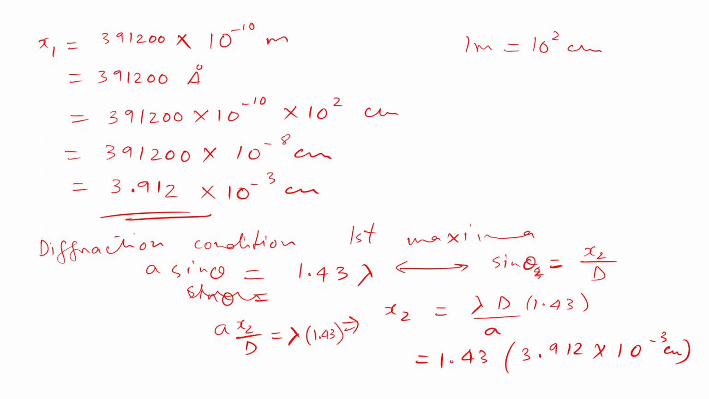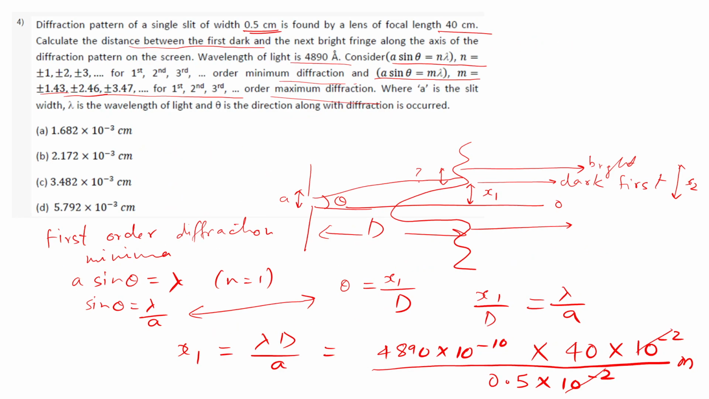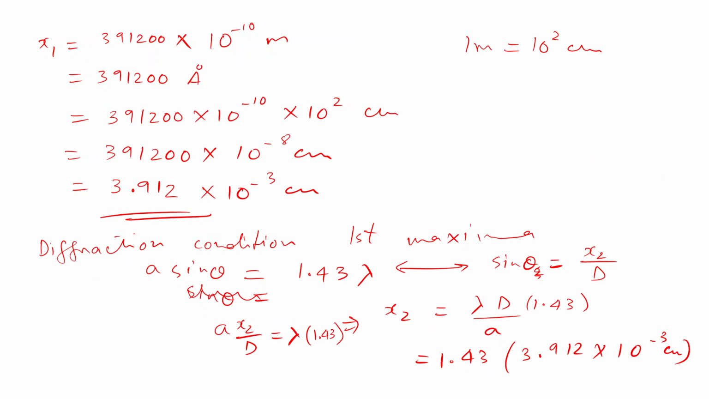This way, when we calculate, we will be getting, let me see, same, because this was also lambda d by A. Here only it's multiplied by 1.43. So this will become 1.43 multiplied by 3.912. x2 will be 5.59416 times 10 to the power minus 3 centimeters.